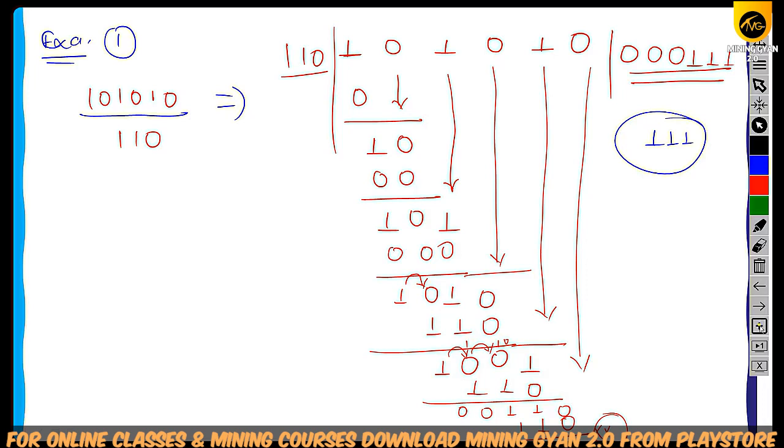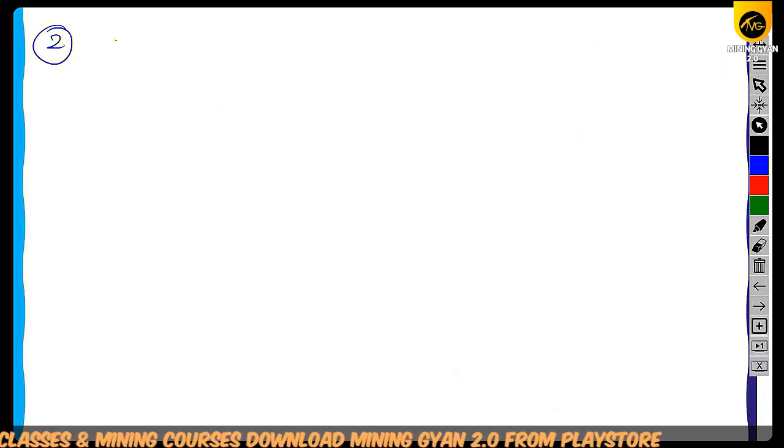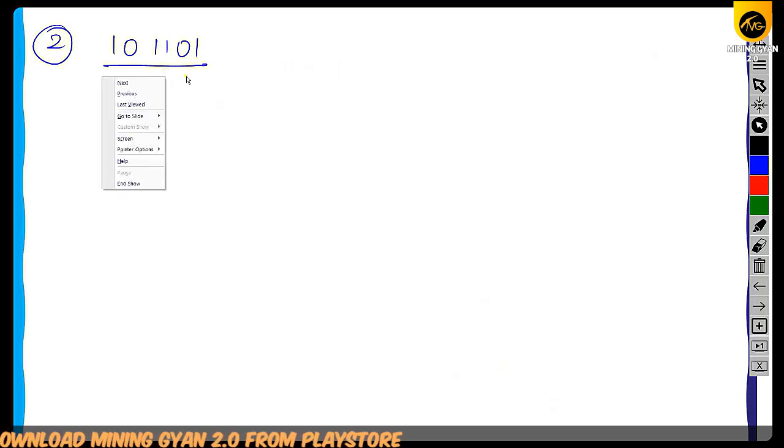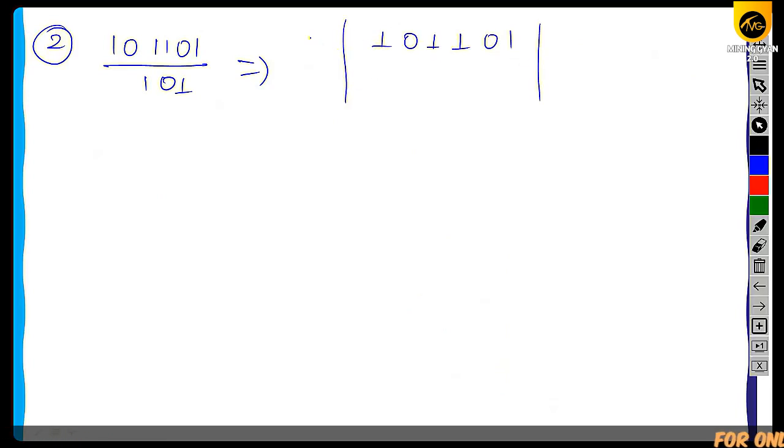Okay, now let's do another example. The example is 101101 divided by 101. So the procedure will be similar: 101101 divided by 101.